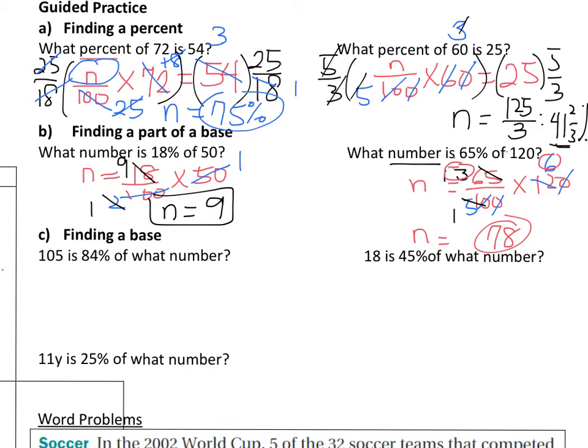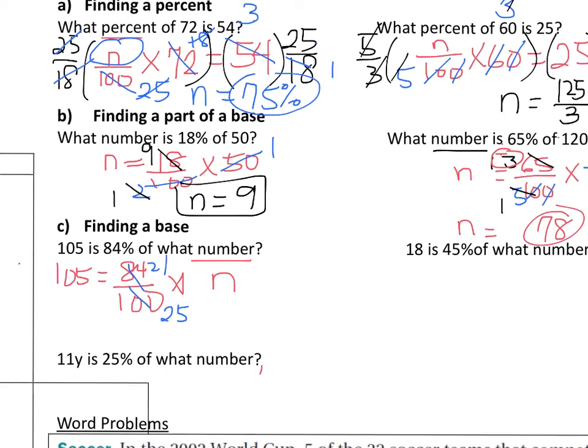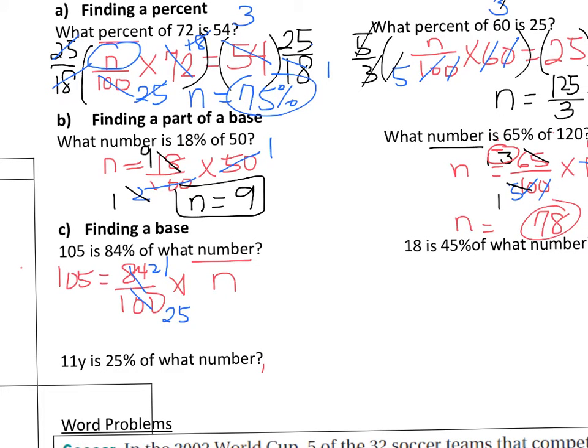Part C, finding a base. Again, our goal is to set up an equation. 105 is your equal sign. 84%, set that up as a fraction. Of is your multiplication sign. And then number will be a variable. And then, again, we simplify. So, 84 over 100, I can simplify that to 21 over 25. Okay, and then I can multiply both sides of the equation by its reciprocal, which is 25 over 21.